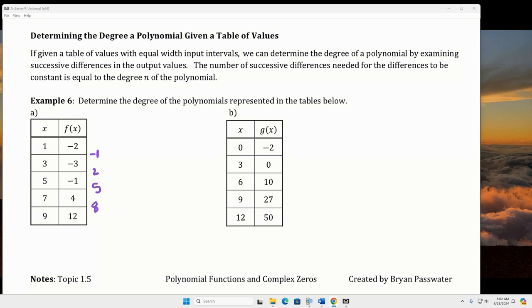So now we'll go and find the differences in those, the second differences. So if you think about how much this changed from -1 to 2, that's going to be 3. Or you could do 2 minus -1 or 2 plus 1, which is 3, whichever way you want to do it. But we do get that the second differences are constant. So this is degree 2. Or if you wanted to go further, you could say it's a quadratic function.